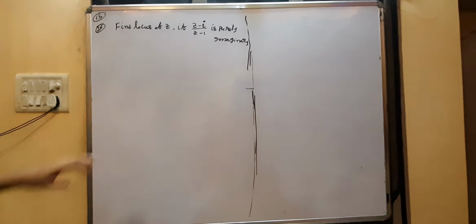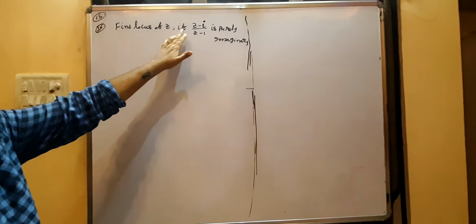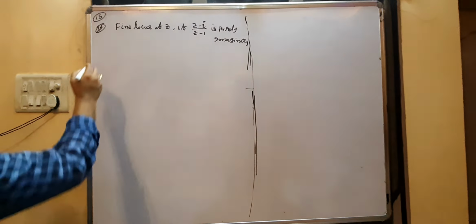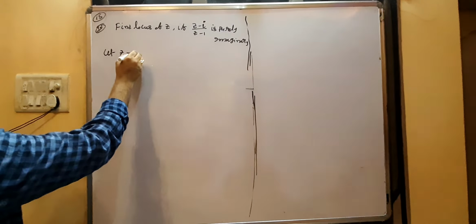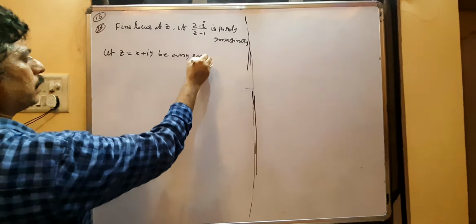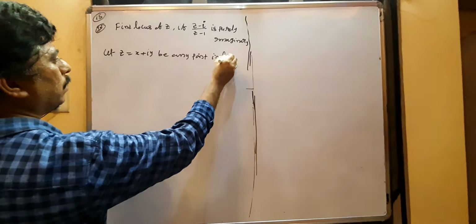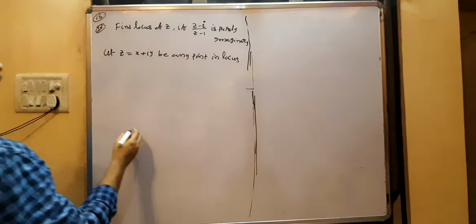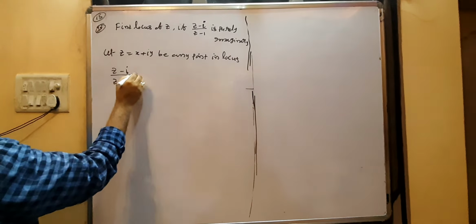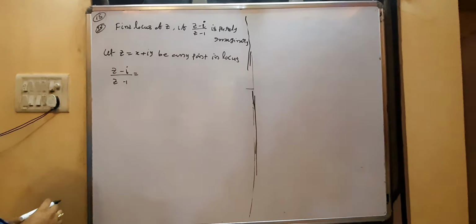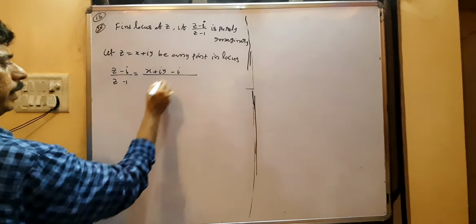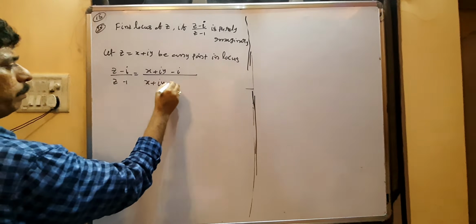Coming to the next question: find the locus of z if (z minus i) by (z minus 1) is purely imaginary. You have to take z equal to x plus iy, any point in the locus. You have to find (z minus i) by (z minus 1) and convert it into a plus ib form. What is the z value you have? Numerator x plus iy minus i, denominator x plus iy minus 1.